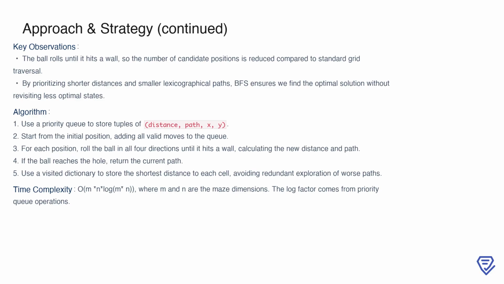To prevent redundant exploration, we use a visited dictionary to store the shortest distance to each cell, ensuring that we only consider better paths. This approach has a time complexity of O(m*n*log(m*n)), where the log factor arises from maintaining the priority queue.